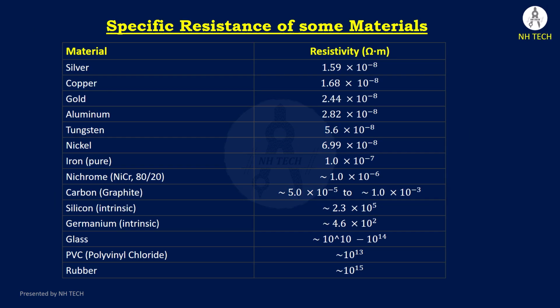This table shows the resistivity values of various materials. As you can see, metals like silver and copper have extremely low resistivity, making them excellent conductors. In contrast, materials like rubber, glass, and PVC have very high resistivity, making them effective insulators.